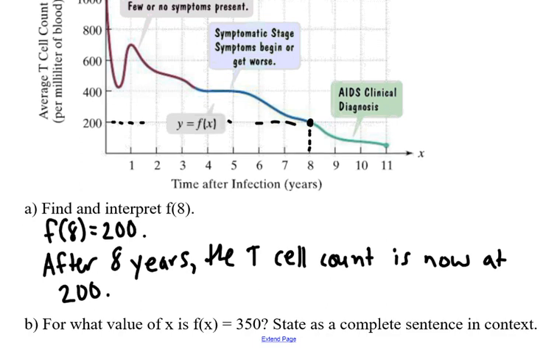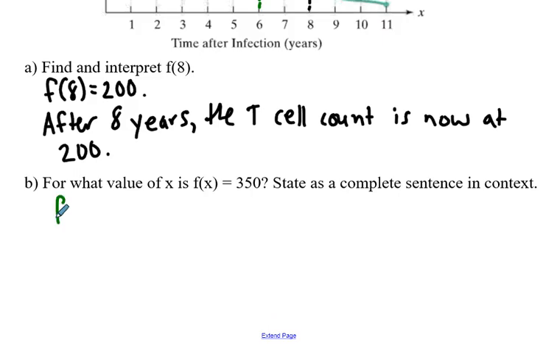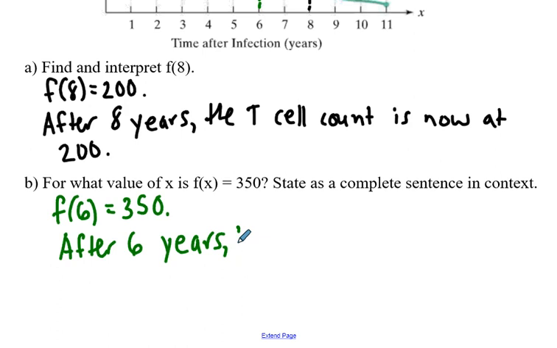Last one, it's kind of the reverse. They say for what value of x is f of x 350. So now they're giving you the y coordinate and asking you to find the x coordinate. So this is 300 right here, so 350 is going to be somewhere in between. So when is it 350? Probably right about here. It looks like 6 would be a good estimate. So we would say f of 6 equals 350. So we would say after 6 years, the T cell count is 350.